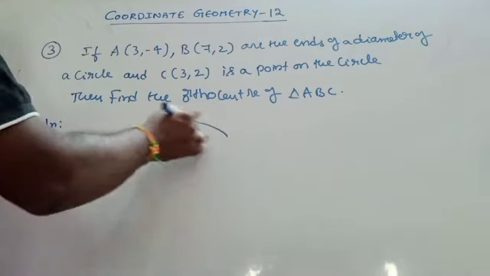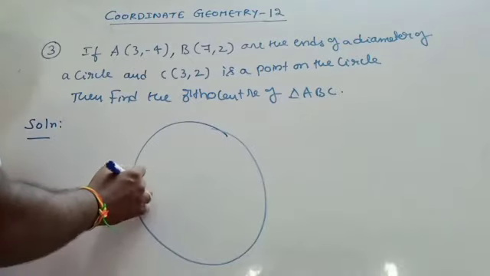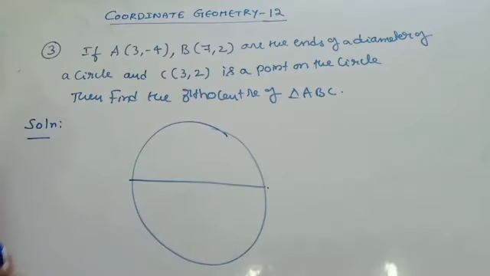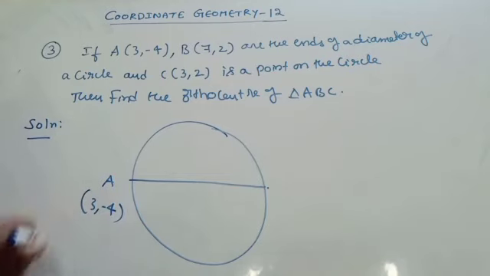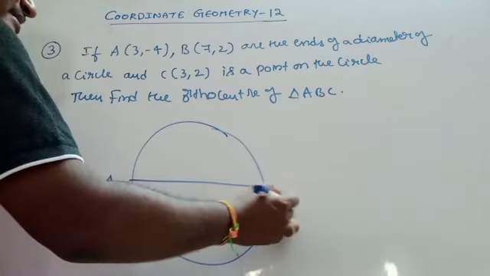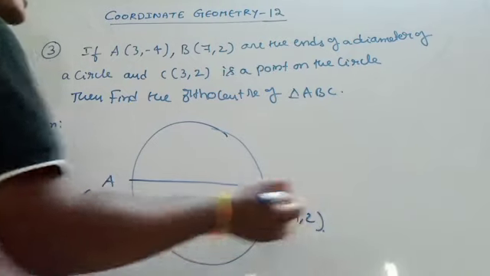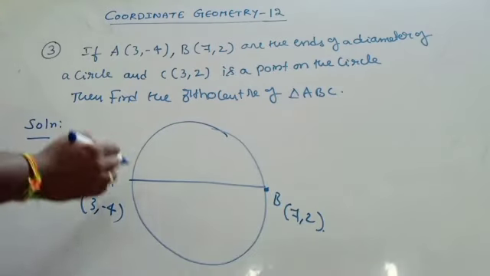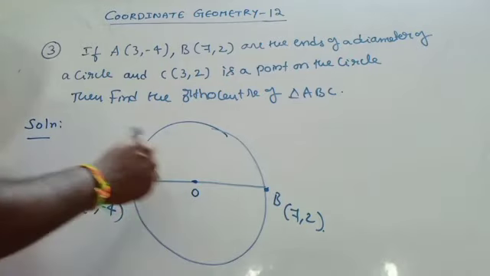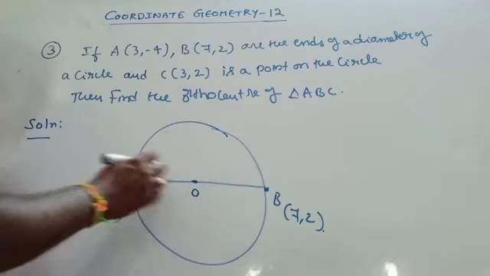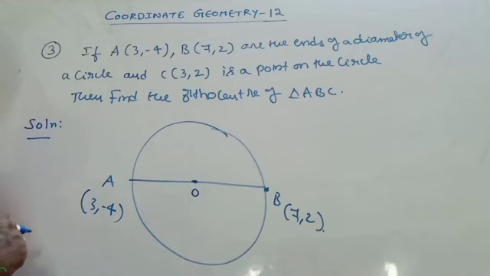They given that there is a circle whose end points of the diameter, one A is given as (3, -4), right? And B is given as (7, 2), right? These are the end points of the diameter. See, this is the center. Of course, you can even find the center of the circle by midpoint formula for this, right?